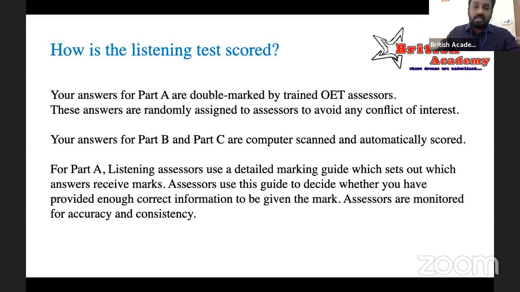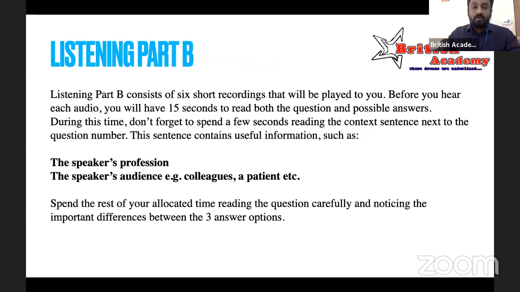Now, how is the listening test scored? Like I told you before, Part A is double marked by trained OET assessors. The answers are randomly assigned to assessors to avoid any conflict of interest, so it is given to different assessors and there will be no partiality. If the meaning of your answer is the same as the answer sheet, you will definitely get the mark. Your answers for B and C are computer scanned and automatically scored, because you just have to shade in the right answer. There will be no errors in that. But in Part A, if you have a spelling mistake or have written a synonym, they will cross check and you will fairly get the mark.